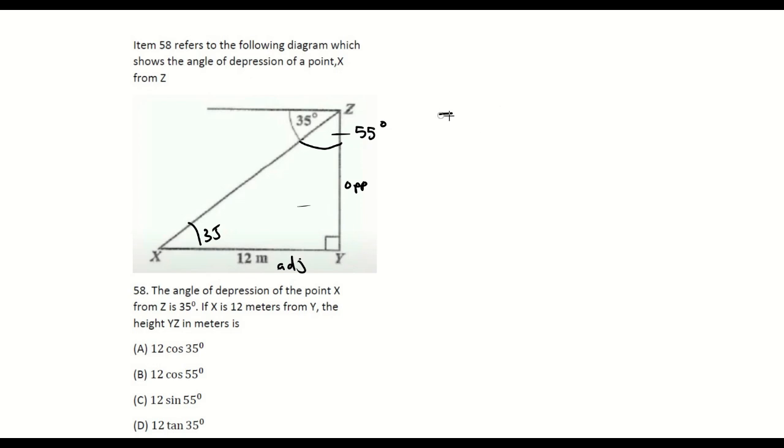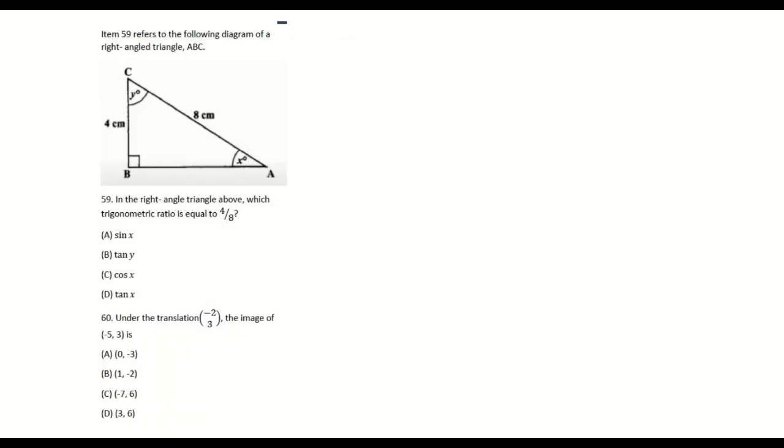That is tan, opposite over adjacent. So I would know tan 35 is equal to ZY, or YZ, over the adjacent of 12. If I carry this across, ZY is now 12 tan 35, which is D. Right, and that is how you would do this question.